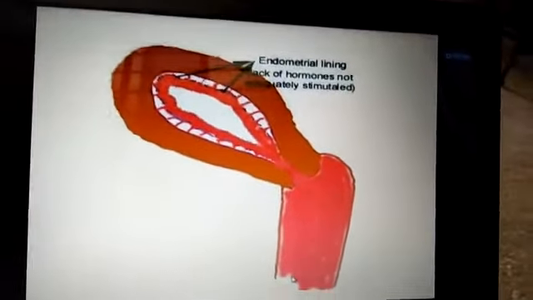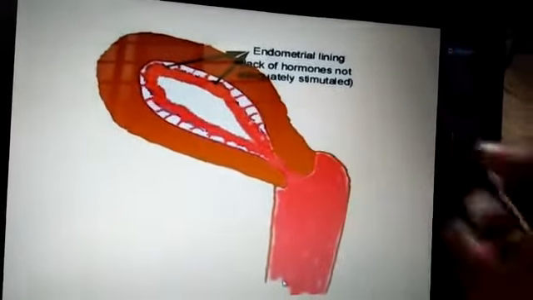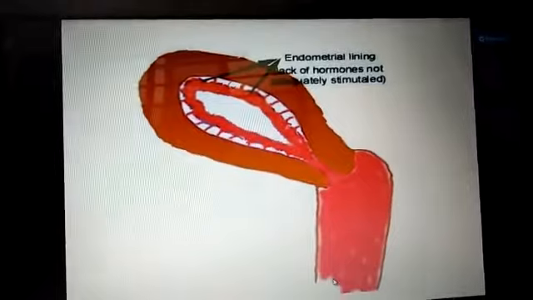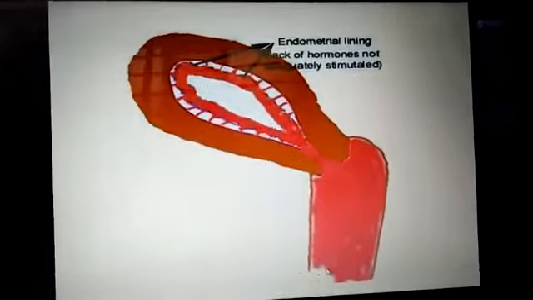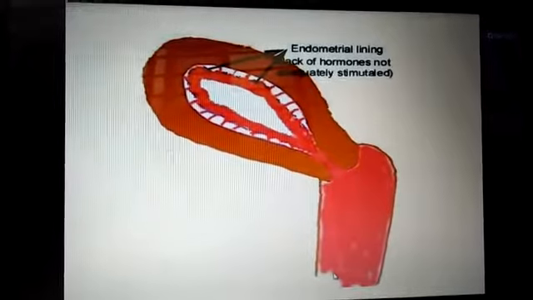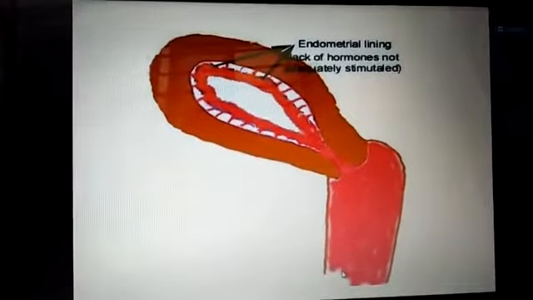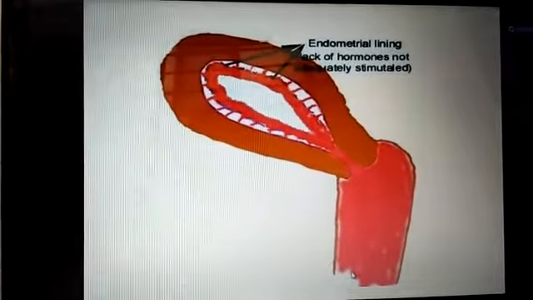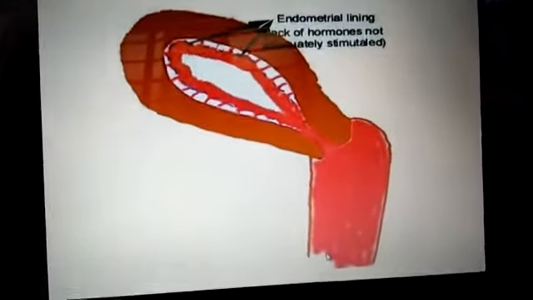Next, as we see in these diagrams, the endometrial lining lacks hormones and is not adequately stimulated. As we know, whatever the growth of the endometrium, it depends upon estrogen and progesterone. If estrogen and progesterone are secreted properly, and the endometrial cells give a proper response to it, there is proper growth of the endometrium, and it is shed in the normal way. This is the normal concept of a normal menstrual cycle.